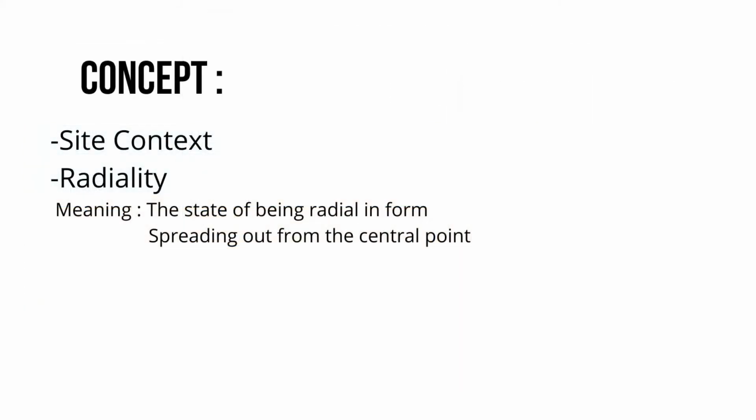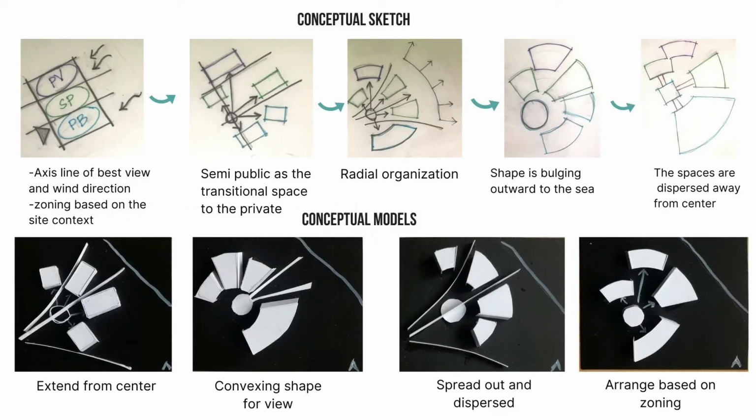First of all, my design concept is derived from the site context. Second, I use radiality as the concept, and the design approach is to create the spaces projecting from center to outwards, especially to the sea view. First, the axis line is from the view and wind direction, so I arrange the zoning in vertical manner so that all zoning get wind and sea view.